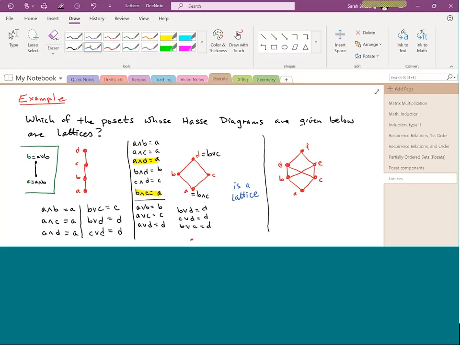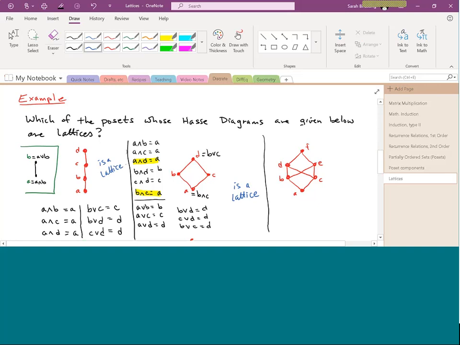Hopefully you're thinking back to that first example, which is even though we didn't write out all the meets and joins, we only wrote out half of them. We actually did go and talk about the other half and define them. We found them. So that means this guy is also a lattice.